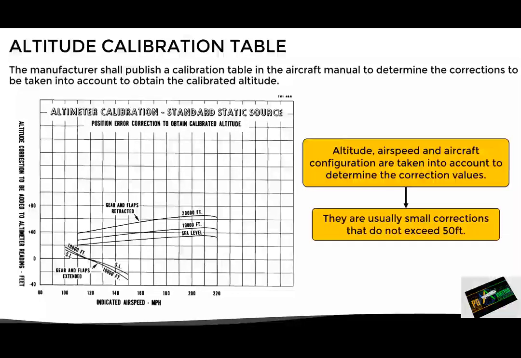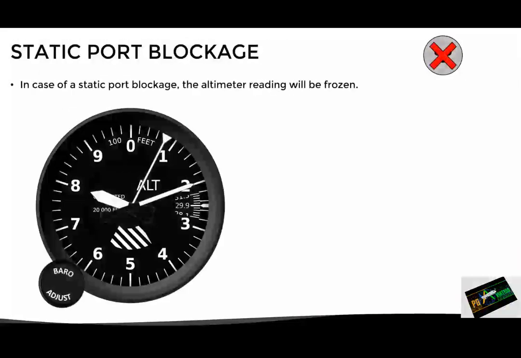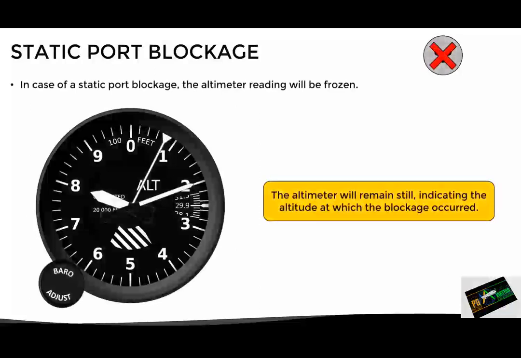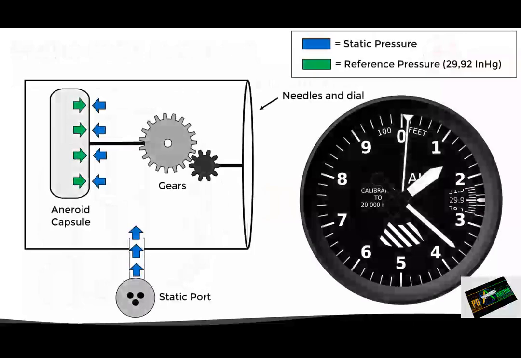Now, as we can see, this altitude calibration table is designed to be used with the normal static source. But what happens if this static port gets blocked? Well, in this case, the altimeter reading will freeze. So, regardless of subsequent changes in altitude, the instrument needles will be frozen, indicating the altitude at which the static port got blocked. Let's see what actually happens inside the instrument in this situation.